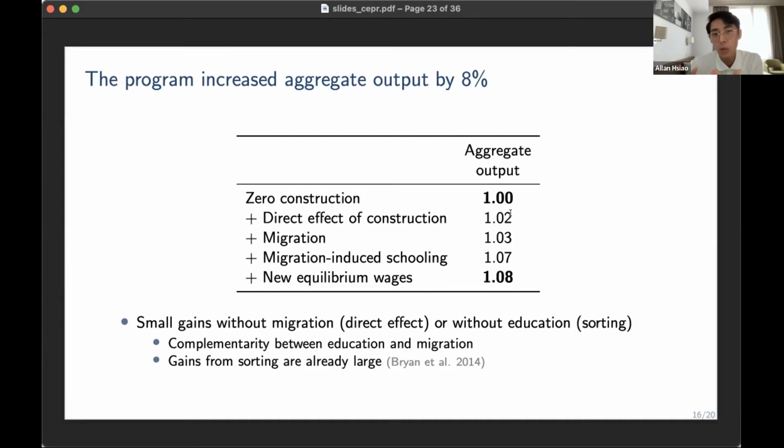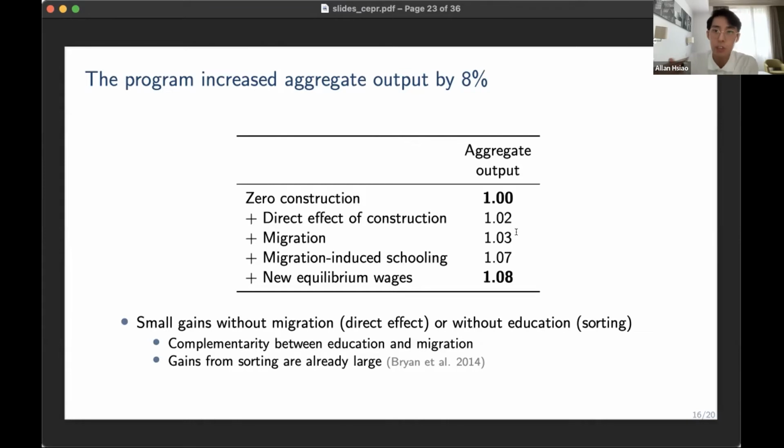Now what I can also do is allow for migration, but without endogenous education responses. So this is just conditional on having education E, allowing people to sort into the place that is good for them by no longer shutting down migration. That sorting effect is also small. It's only 1%.